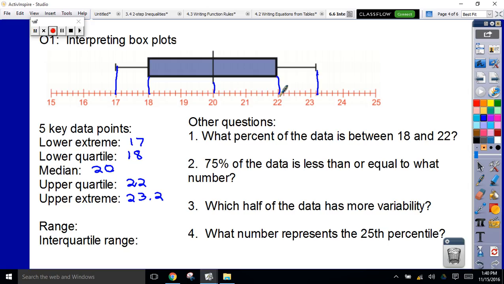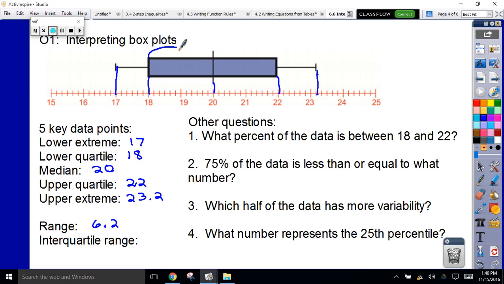Two other things that we can find looking at the box plot are the range and the interquartile range. Did you get the numbers all added up and then divided by something? No, Jenna, the range is the biggest number minus the smallest number. Good. So our biggest number was about 23.2 minus our smallest number would give us a range of about 6.2.